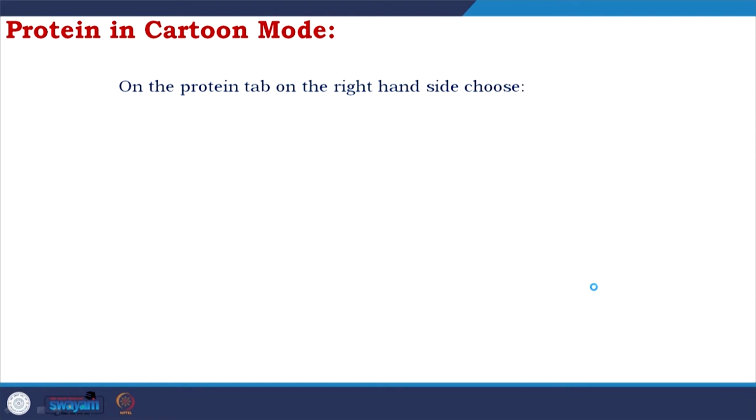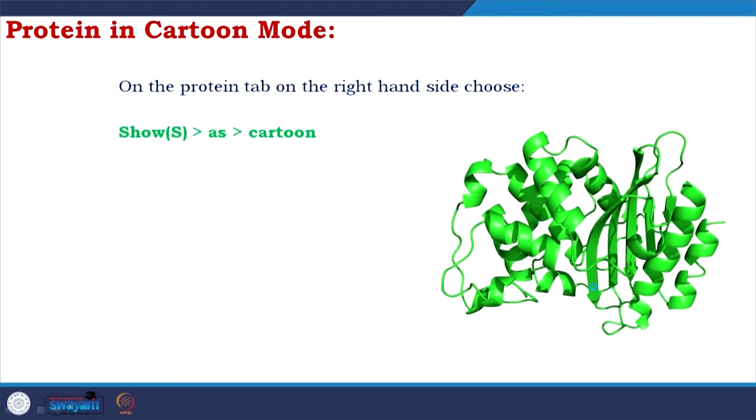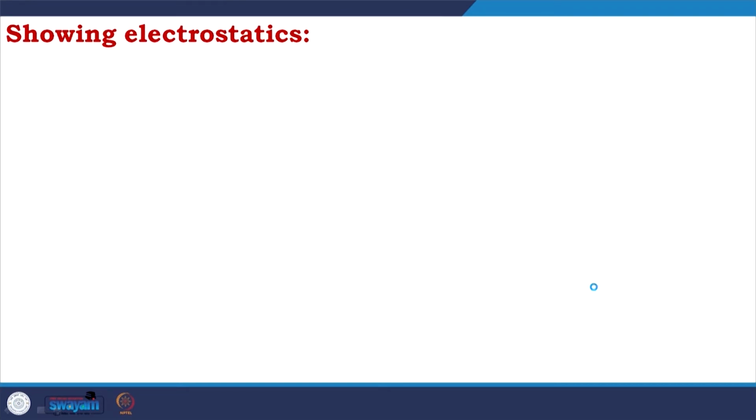On the protein tab on the right hand side, you have to choose show as cartoon. So, you will see this representation, which is called cartoon. Electrostatics. Electrostatics is a very critical representation.